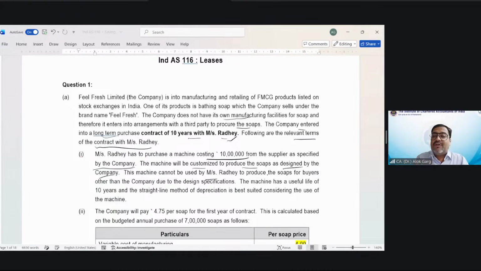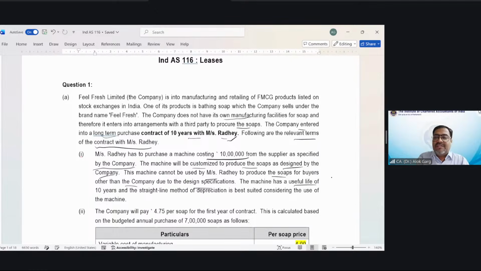This machine cannot be used by Messrs. Radhe to produce the soaps for buyers other than the company due to the design specification. So there is no alternate use of this machine to Messrs. Radhe. Means this machine is dedicated for the purpose of Fieldfresh company, right? So whatever is the benefit from this machine, this benefit will go to Messrs. Radhe only. The entire product will go to Fieldfresh company only.